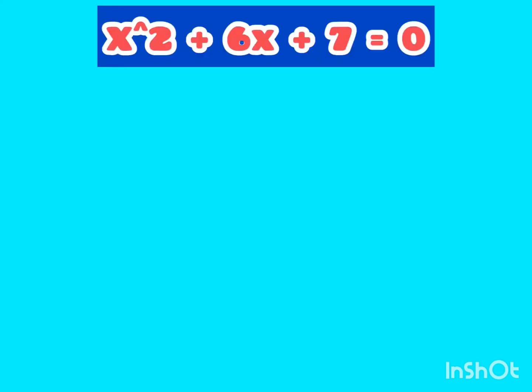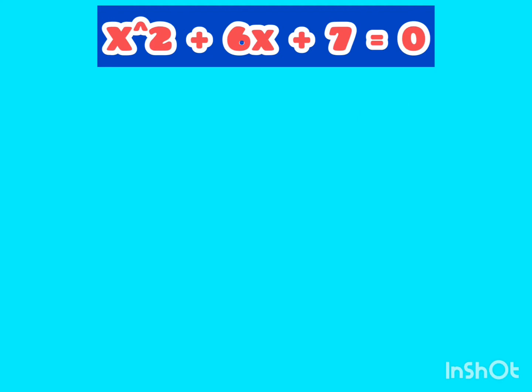So here we have x² + 6x + 7 = 0. So the first step that we need to do is to recognize or identify the variables a, b, and c. So a is going to be 1 because x is 1. b is going to be 6 and c is going to be 7.